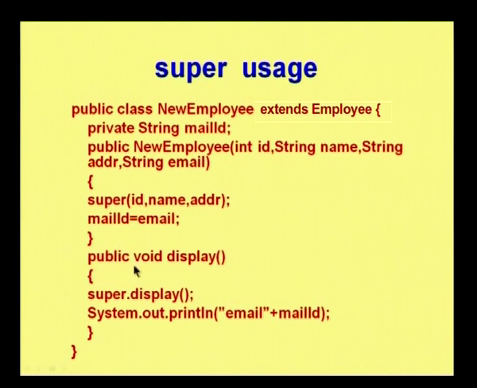Then after that we have the display method, public void display, and then super.display. Here I am trying to access my base class method from my derived class. So it means that whenever I come to this display method, automatically this particular method of your base class will be called, and then I try to execute this particular statement.